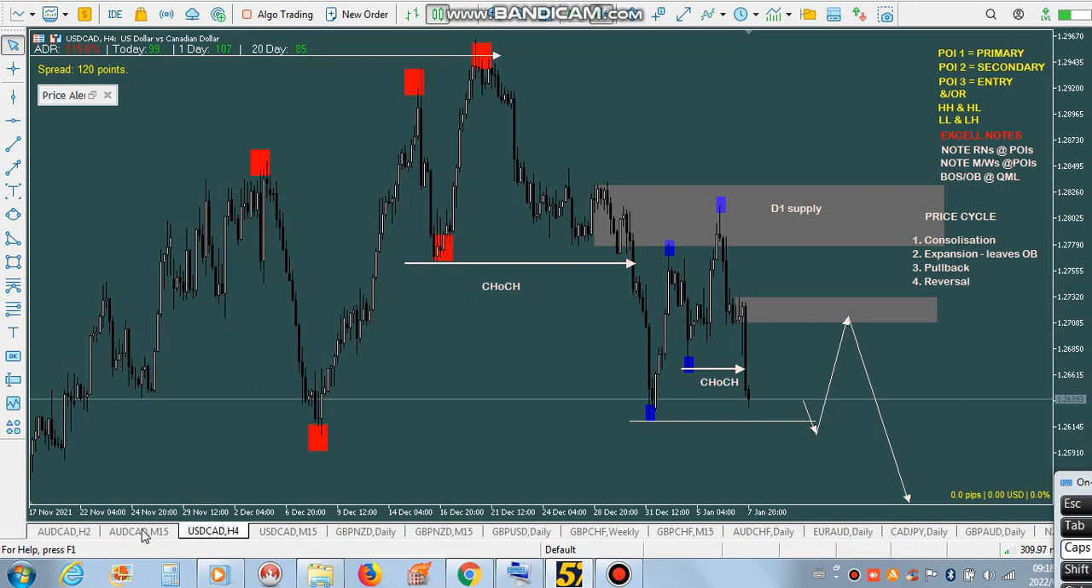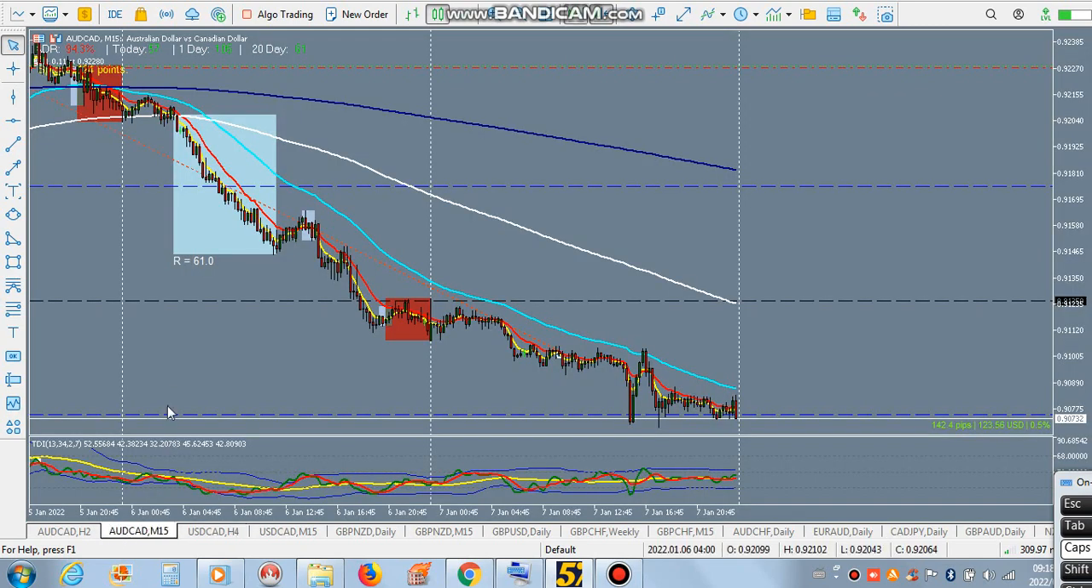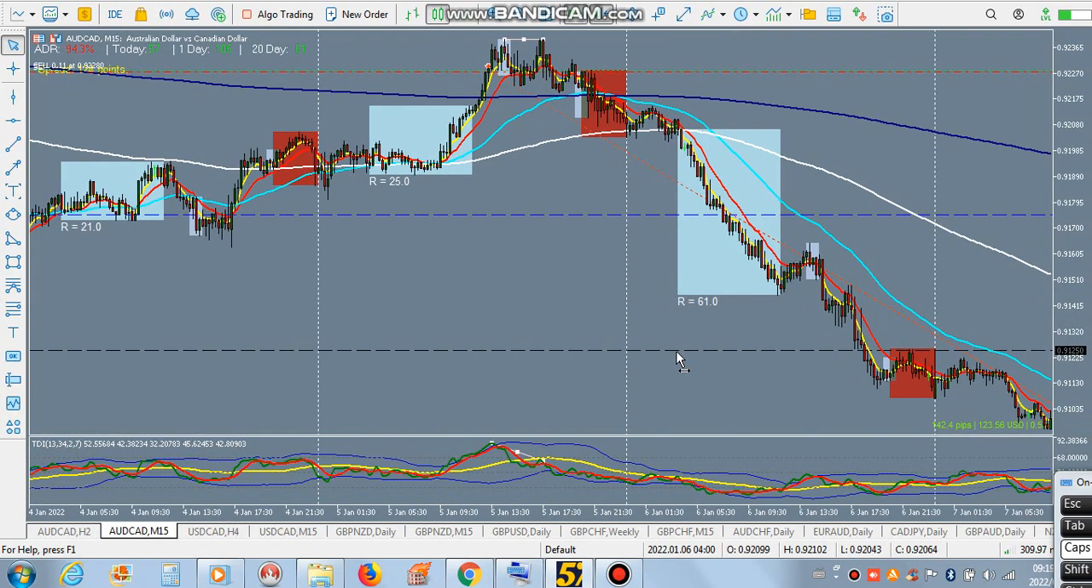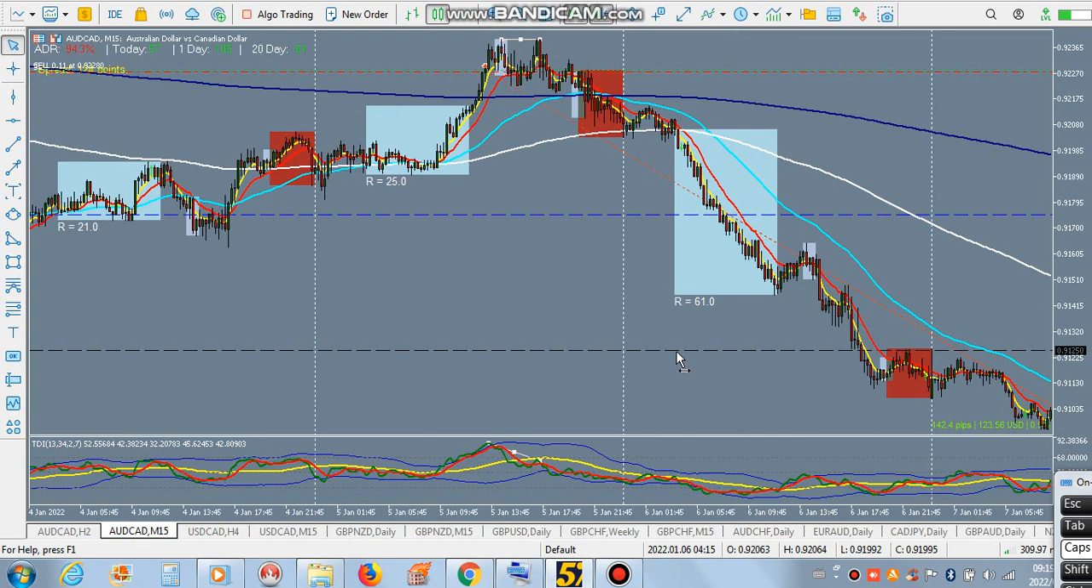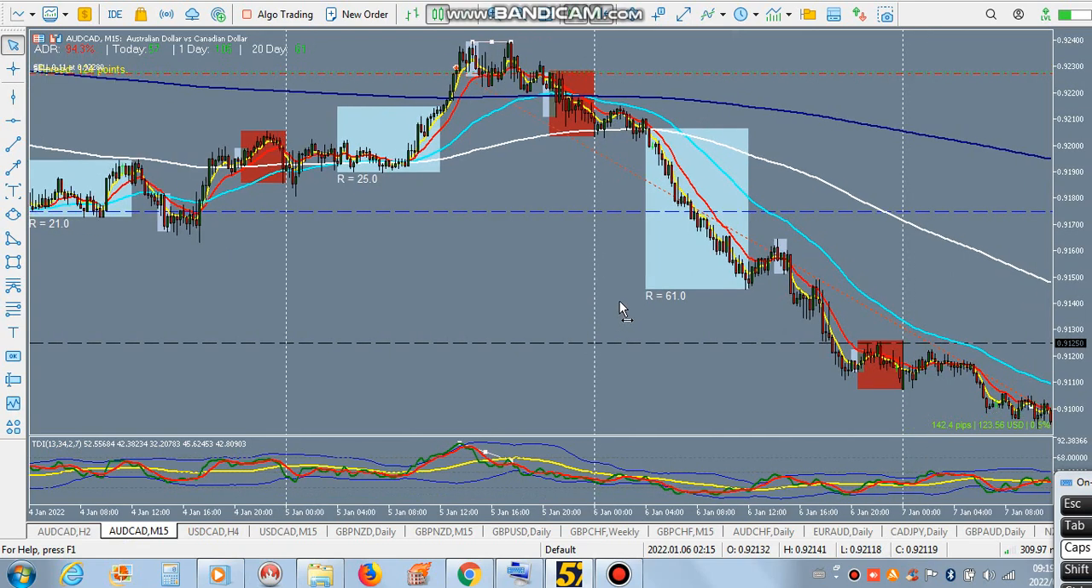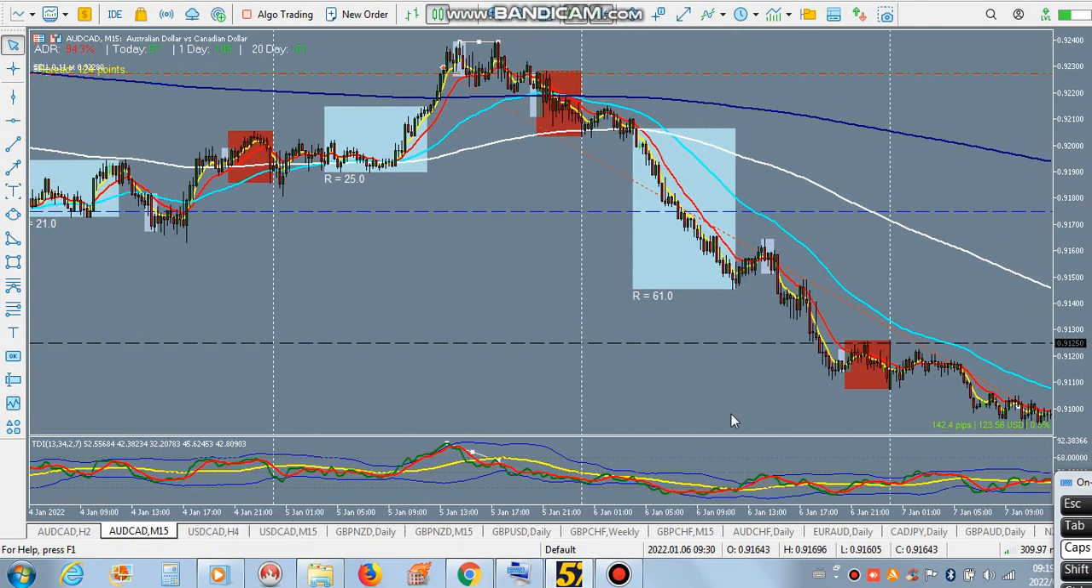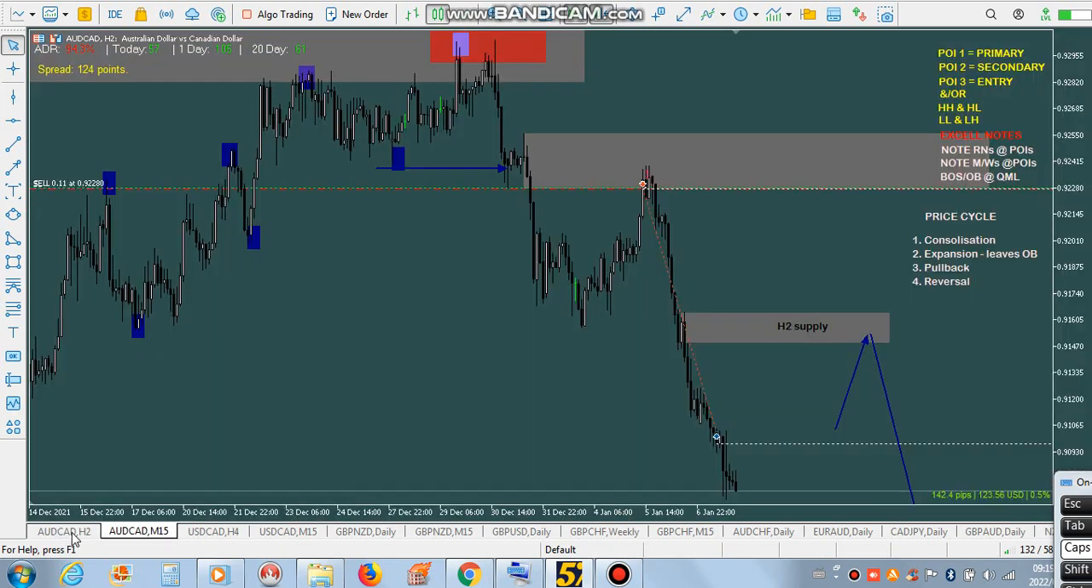Okay guys, I remember I shared with you the Australian dollar Canadian dollar. Which day was this? I took a trade on the 5th of January. Guys, it was almost the same analysis that I did on the USDCAD. This pair continued to collapse and it's still going down.